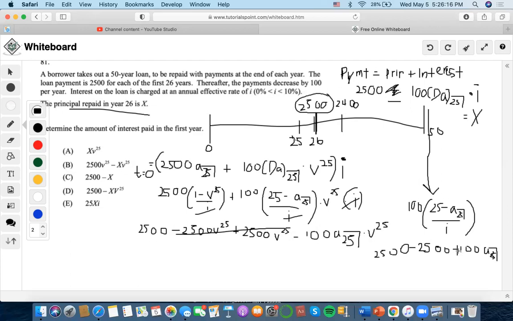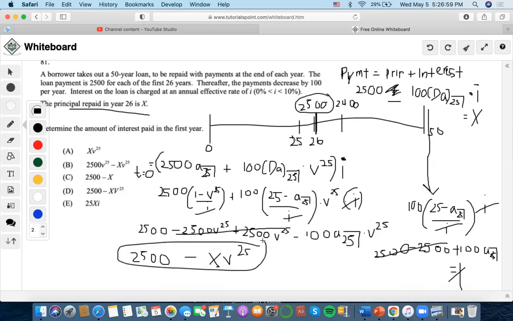Right. So minus 2,500 minus 25, and we also know that I is already out of this equation, so we can cross out I. Now what we have left, and we cross out v, so what we have left for the principal occurring at time equals 26 is 100 a angle 25, which equals X, right? So we notice a similarity here, and that is why towards the end, the answer is going to be 2,500 minus X times v to the 25, which is going to be answer D.